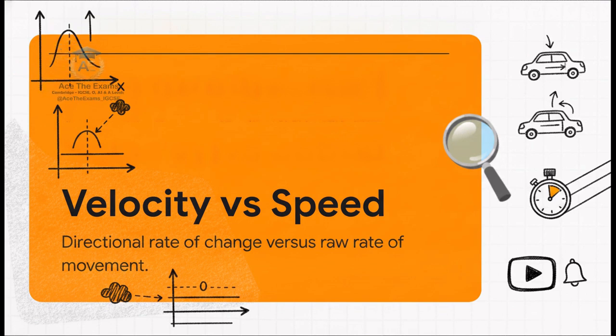And acceleration is the rate at which that velocity is changing. Are you speeding up? Are you slowing down? Are you changing direction? For a velocity time graph, the gradient, the steepness of the line, represents the acceleration, and the area under the curve represents the displacement.